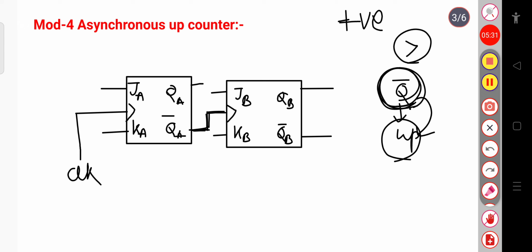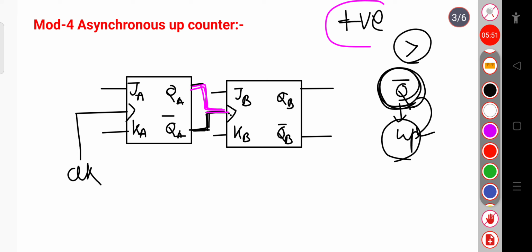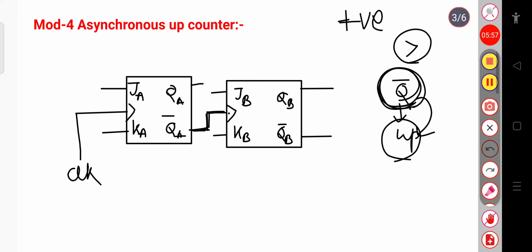Okay, second flip flop clock. When this Q is connected to the clock of the second flip flop, then this is called the down counter, that is, a positive edge down counter. We have already discussed this, so I am not going into further details on it.